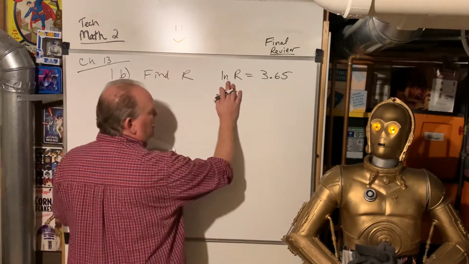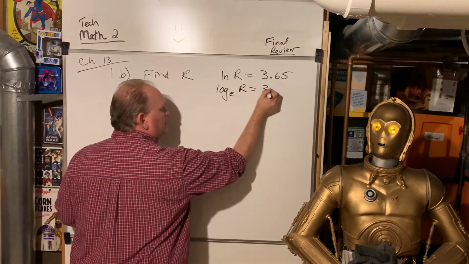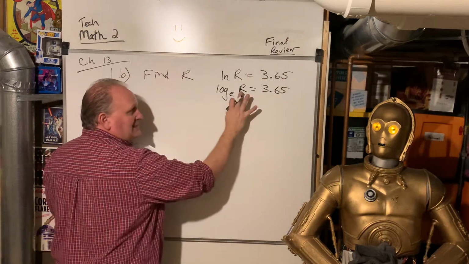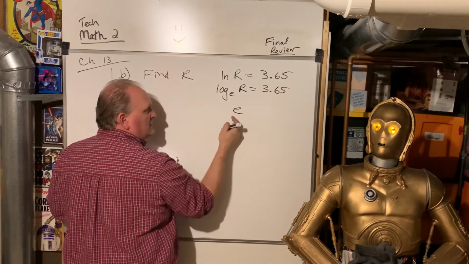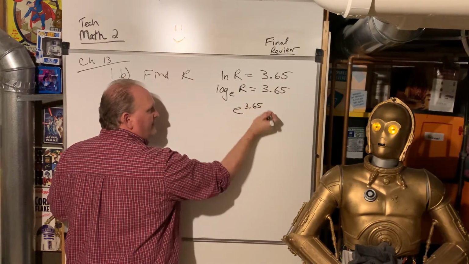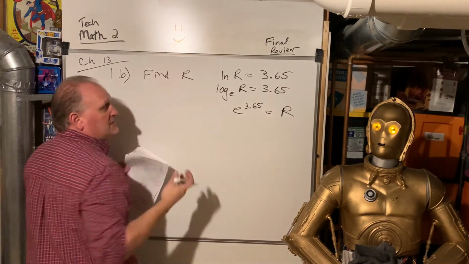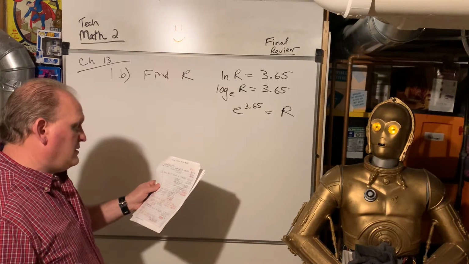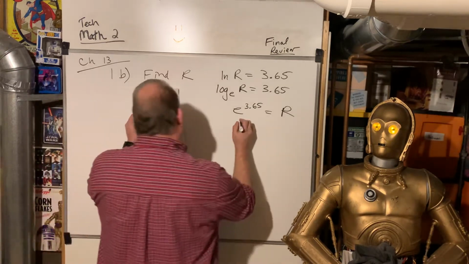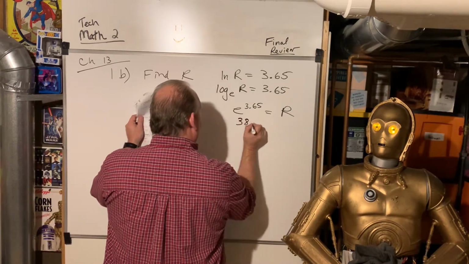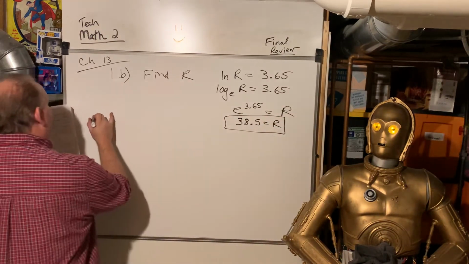So to find r, we'd have to think about it as a log base e of r, 3.65. And now to find this missing variable, we're going to have to write it as an exponential. So e to the 3.65 should equal r. And then we just do that. E to the 3.65 is, you pop that into your calculator, that's second ln, that kicks out 38.47, and we'll do 38.5 to tenths place.